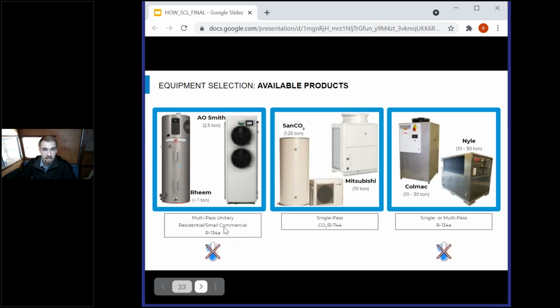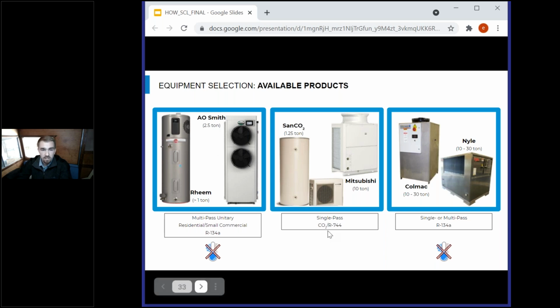So if we kind of recategorize the products we saw on the previous slide, we can put them in a few different buckets here. So on the left, you see multi-pass unitary heat pumps, which were originally designed more on the residential side, where you'd put them in garages or basements or some sort of semi-conditioned space that's not going to get as cold as the outdoors. So those are conventionally designed with R134A because it's a really good refrigerant for this multi-pass kind of setup where the entire tank is mixed up, but it doesn't deal with that cold weather well.